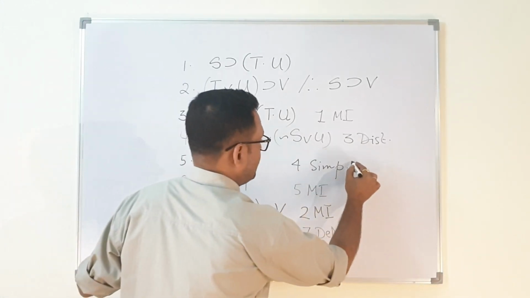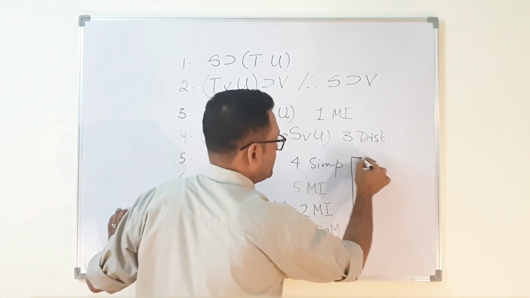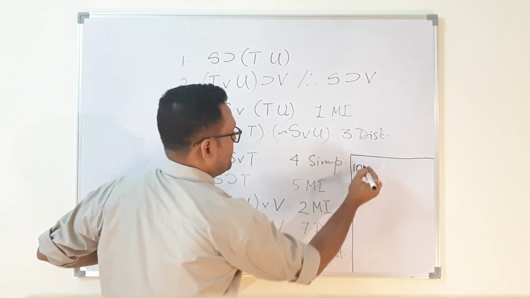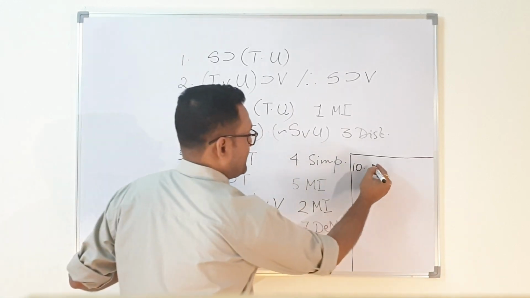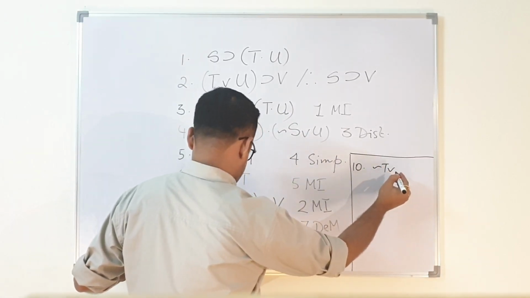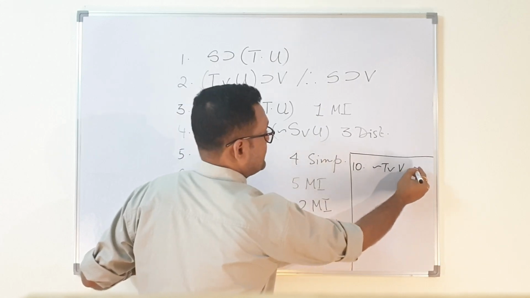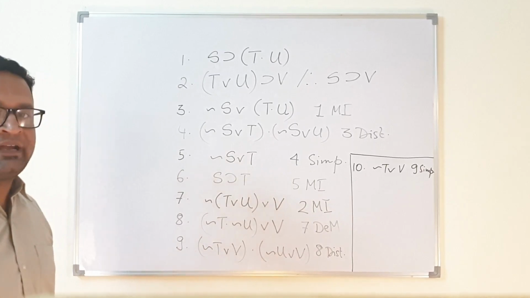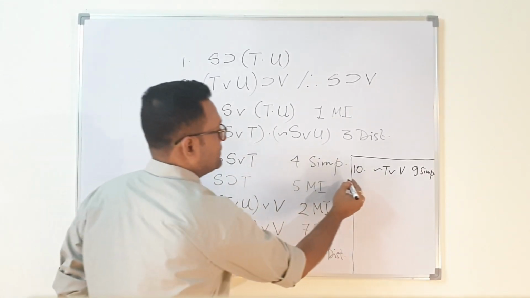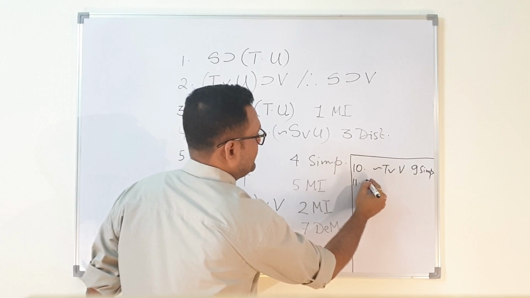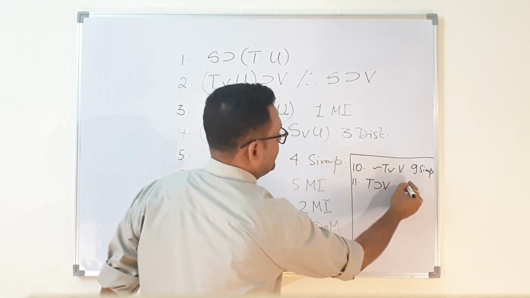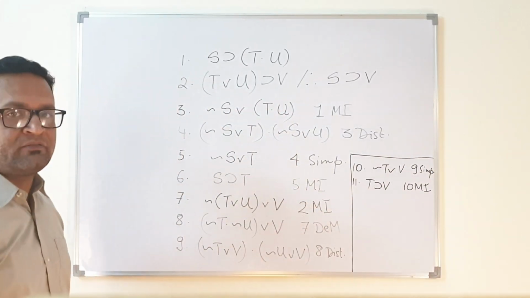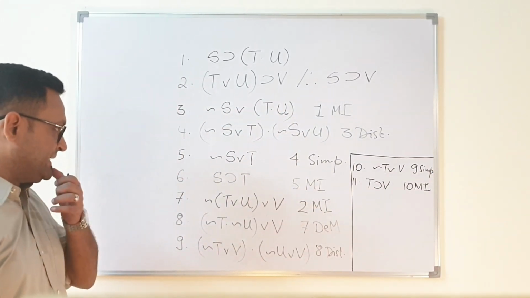Let me take this part of the board for the solution. So on the 10th step, what will I write? I will write negation of T wedge V. This is ninth, simplification. Okay, so I have simplified step number 9. So on the 11th step, it will be T implies V. On 10, I am using material implication. Fine. So I got T implies V.